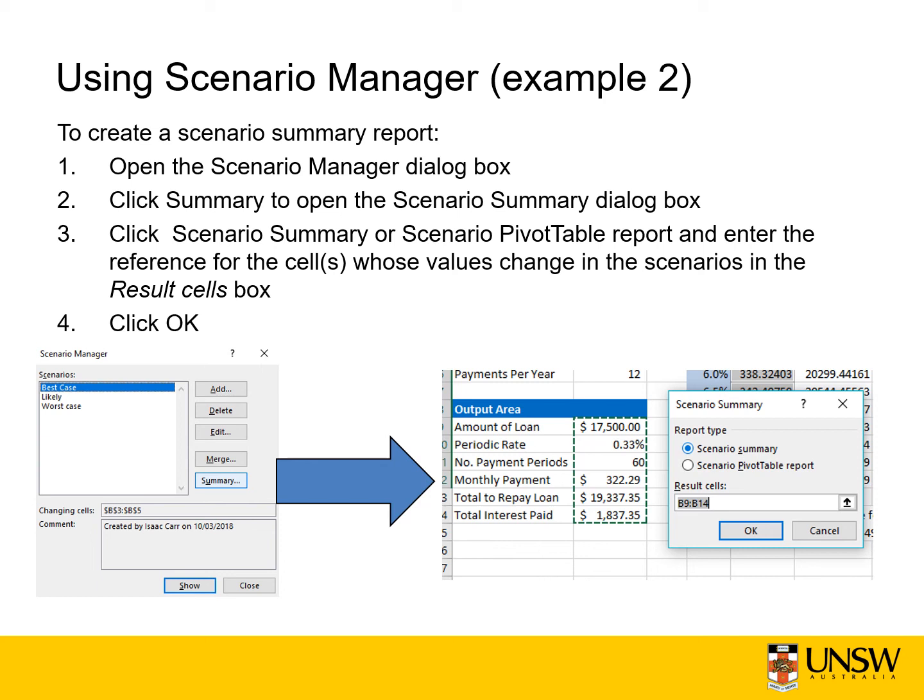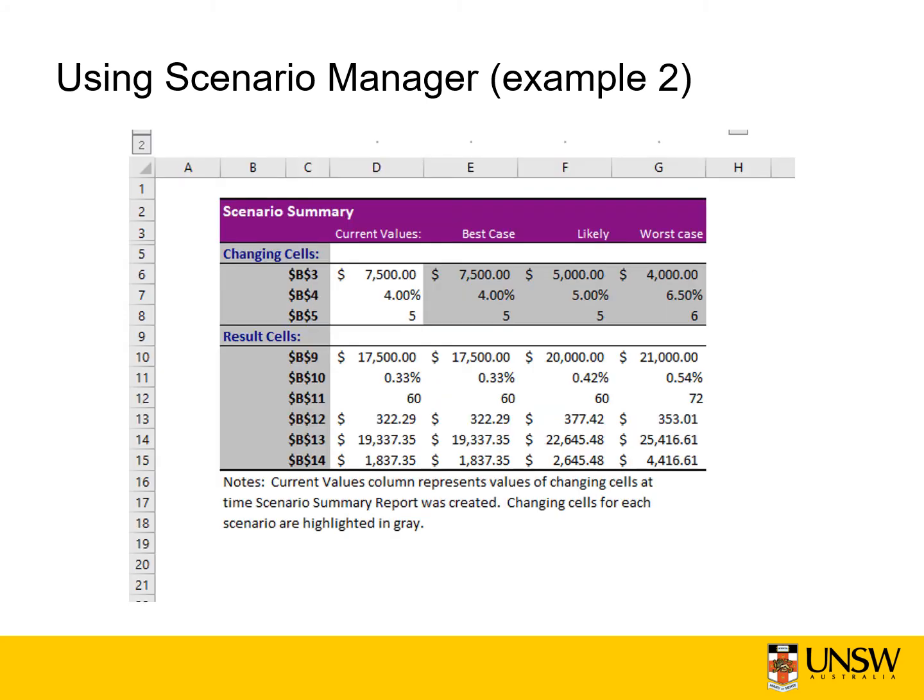Since we want to see different values for amount of loan, periodic rate, number of payments, monthly payment, total to repay the loan, and total interest paid, type their cell references and click OK. As you can see in this report, amount of loan, periodic rate, number of payments, monthly payment, total to repay loan, and total interest paid are calculated based on different down payments, APRs, and number of years. Watch Scenario Manager demo in the next slide.